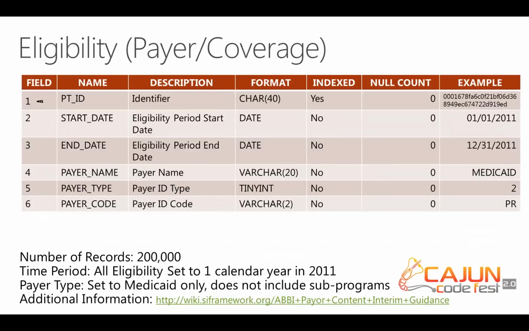The eligibility table describes the payer coverage for that individual. This is typically what one would find in a data set following the standards of the Blue Button Initiative. The link is provided below that you can reference as well. To simplify the competition, we have set all patients' eligibility period from January to December of 2011, and the payer type is set to Medicaid only, and there are no sub-programs within Medicaid. The intent of this was to simplify this particular table so that you could focus on other more relevant information. Next slide, please.